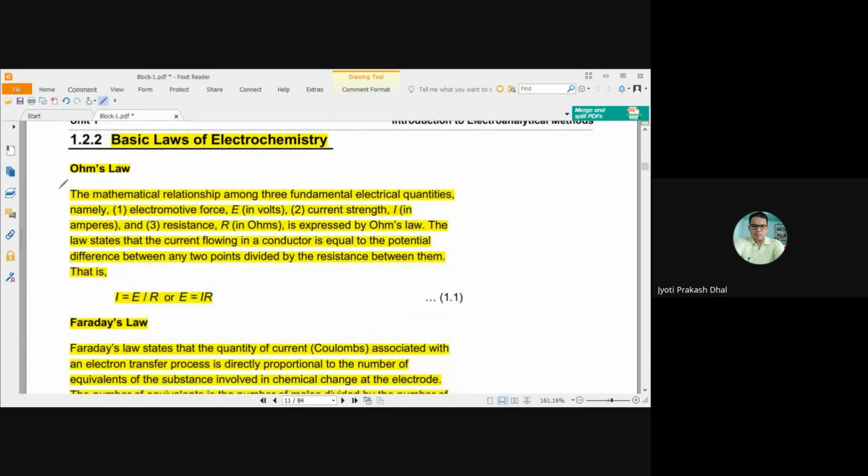Now coming to the basic laws of electrochemistry. The first one is Ohm's law. It is the mathematical relationship between the fundamental electrical quantities. Ohm's law shows the relationship between EMF E in volts, current I in amperes, and resistance R in ohms, and the expression is I equals E by R, or E equals IR.